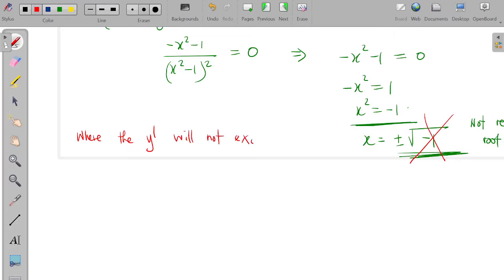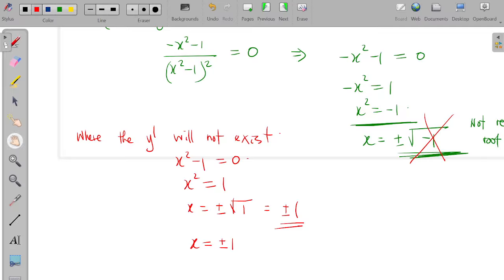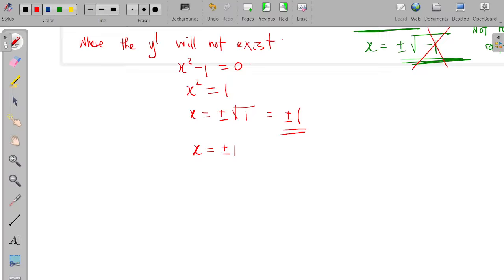The derivative will not exist when the denominator equals 0. That will give us x squared equals 1. This is positive 1, not negative 1 like the other one. So x equals plus or minus the root of 1, which is plus or minus 1. So the derivative will not exist when x is minus 1 or plus 1. That is our critical value. So our critical values are x equals negative 1 and 1.